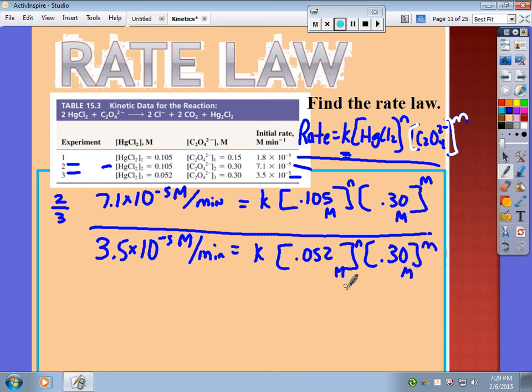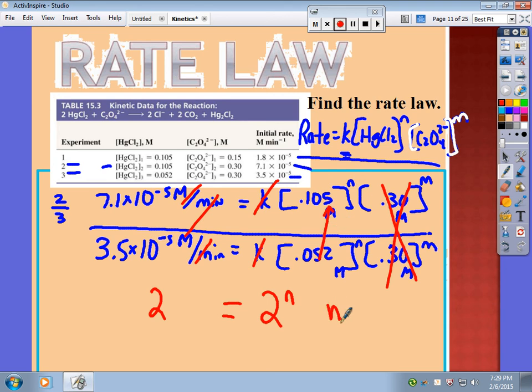So what's going to happen? If you look, my K's cancel. My molarity per minute cancels. This cancels because it's the same, and I'm left with the numbers of 2 equals 2 to the n, because when you divide this into each other, you get 2 to the n power.